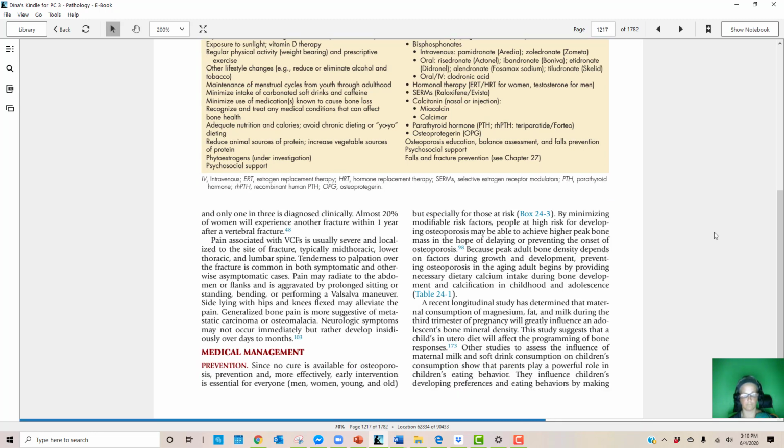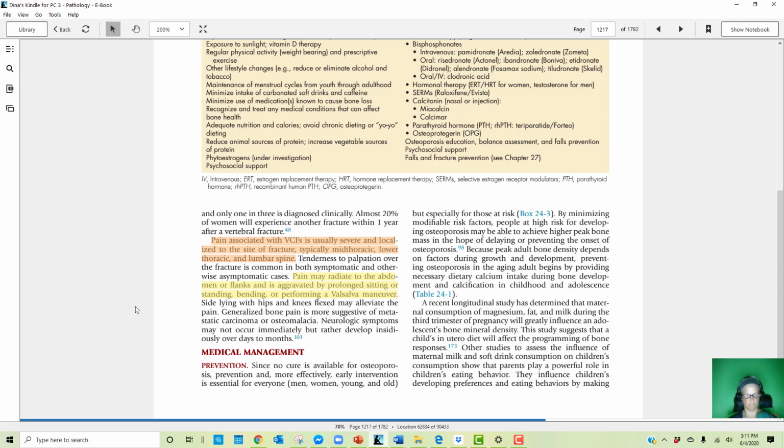Pain associated with VCFs is usually severe and localized to the site of fracture, typically mid-thoracic, lower thoracic, and lumbar spine. Tenderness to palpation over the fracture is common in both symptomatic and otherwise asymptomatic cases. Pain may radiate to the abdomen or flanks and is aggravated by prolonged sitting or standing, bending, or performing a Valsalva maneuver. Side lying with hips and knees flexed may alleviate the pain. Generalized bone pain is more suggestive of metastatic carcinoma or osteomalacia. Neurologic symptoms may not occur immediately but rather develop insidiously over days to months.